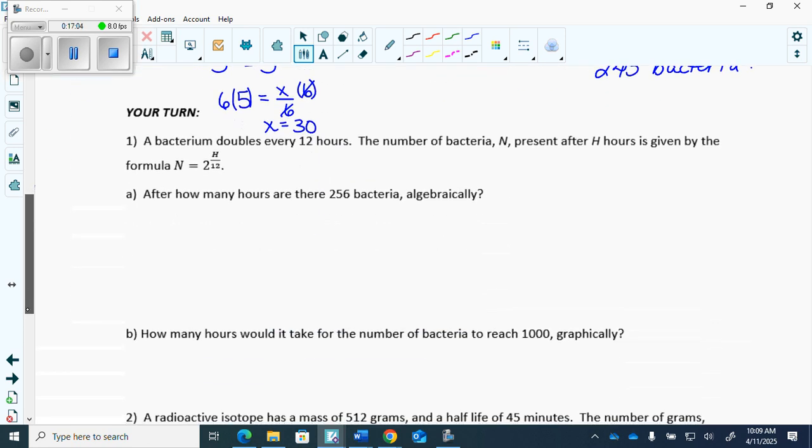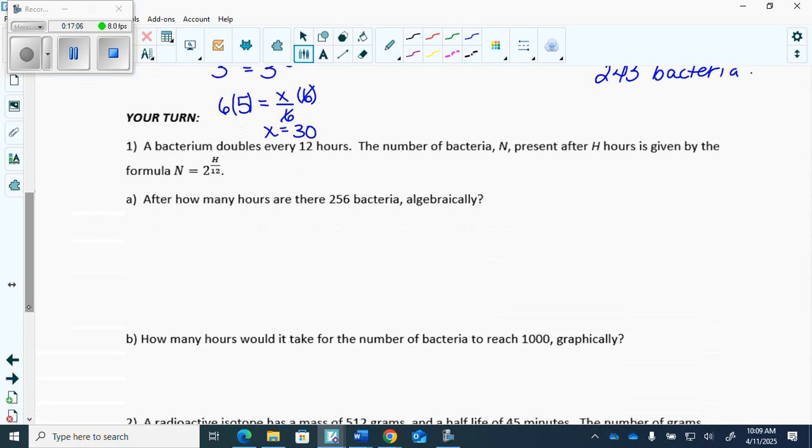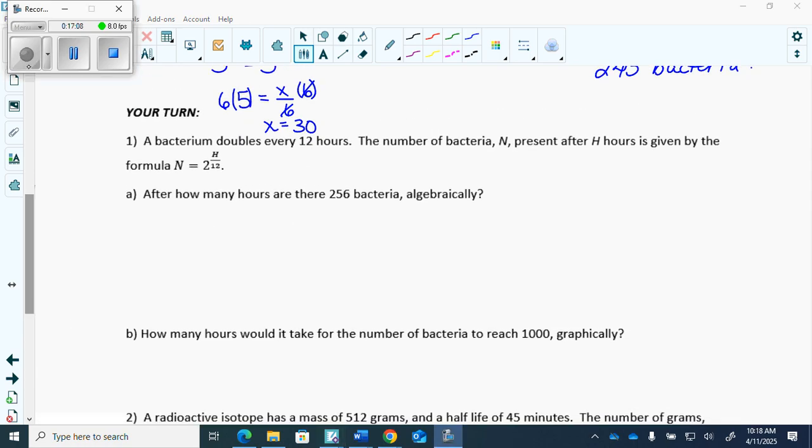Your turn, you're doing 1, A and B. Go. So this one says a bacterium doubles every 12 hours. That's why we get the 2 and the 12. The number of bacteria N present after H hours is given by this formula. How many hours for 256 bacteria? Bacteria is N. So I know N equals 256. So I get 256 equals 2 to the H over 12.